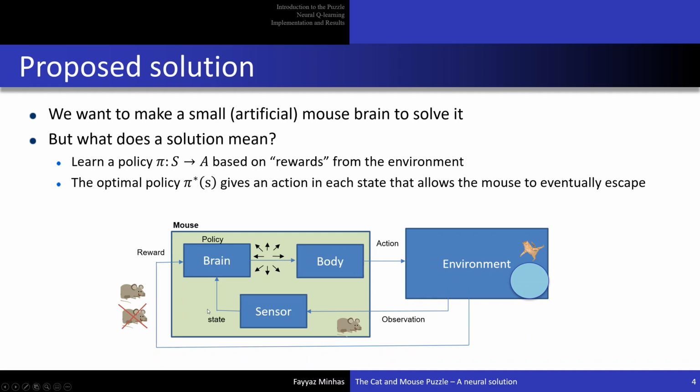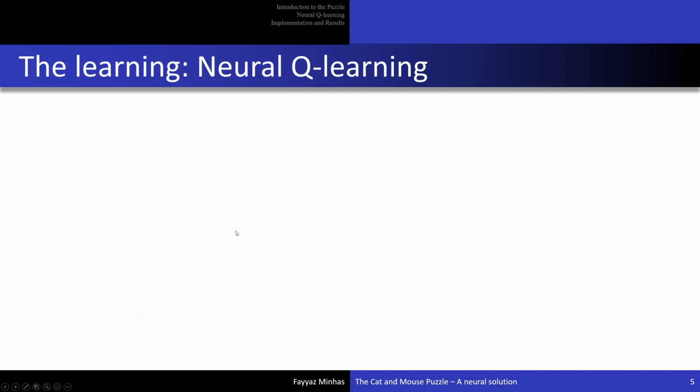So the objective is, what does a solution mean here? The solution means that if we know where the mouse is, or the current state of this whole system, that is S, then we want to find a function called pi that maps these states to actions based on rewards from the environment. So an optimal policy, which we denote by pi star of S, gives the mouse what action to execute at each given state, so that the mouse can escape from the cat at the end. Okay. So that is what we really want to do in this video.